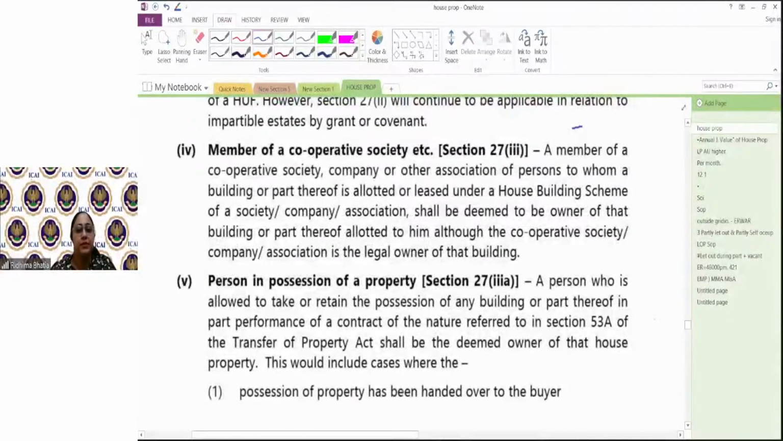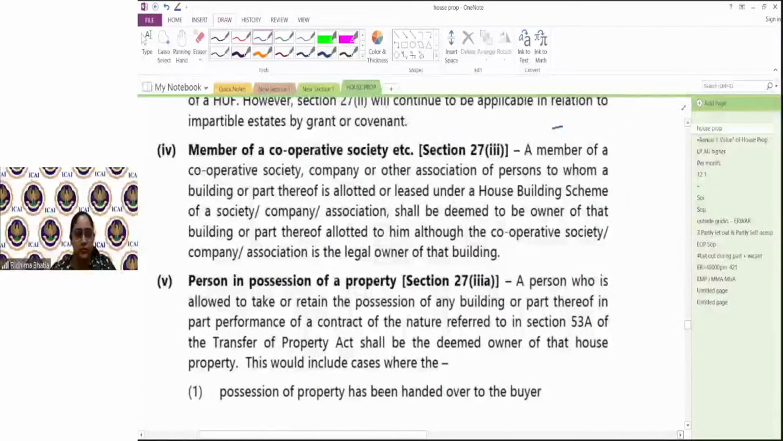Now what happens in cooperative societies? Once you become a member, generally in cooperative housing schemes, where they have societies, each society member gets a flat for their membership.